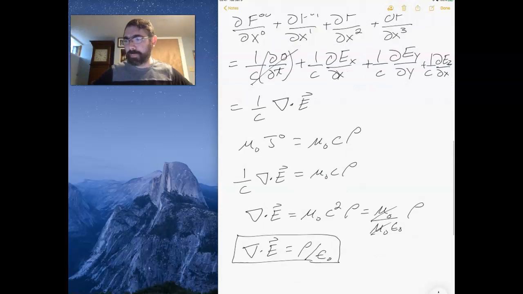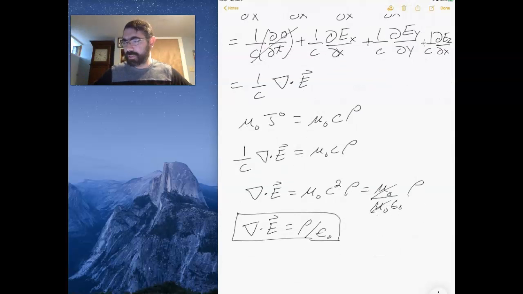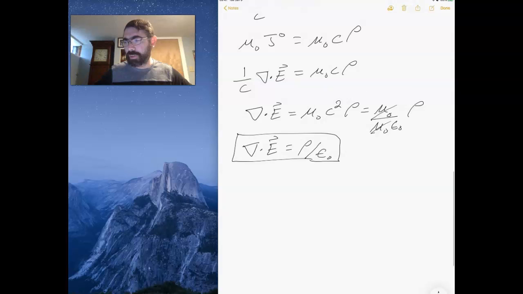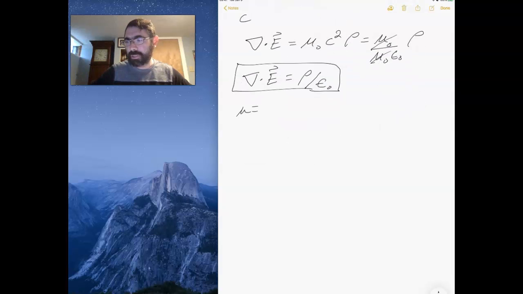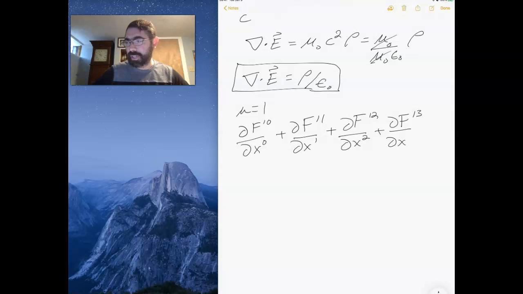Okay, what happens if we set μ equal to 1? So if I set μ now equal to 1, I can repeat this, and I would get the derivative of F^10 over x0, plus the derivative of F^11 over x1, plus the derivative of F^12 over x2, plus the derivative of F^13 over x3. And all of this is equal to μ0 j^1.